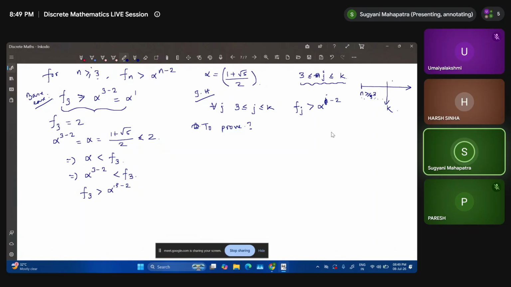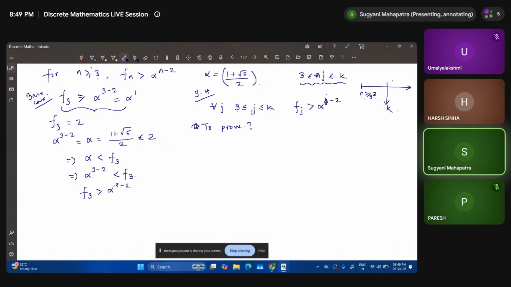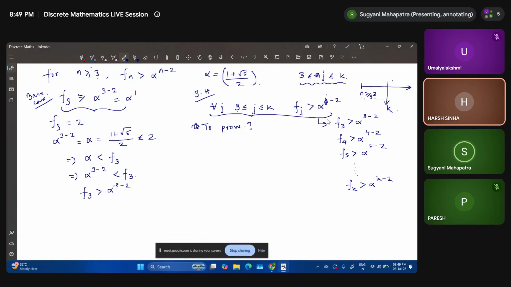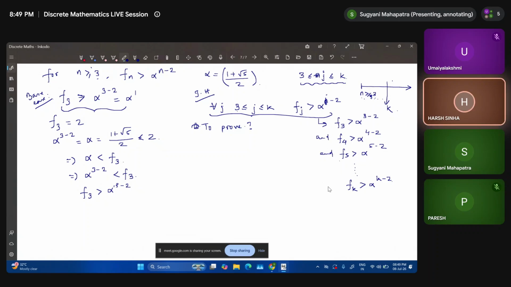What will be the next value of j? Not 4. See, we see that from 3 to k it is holding true. This means that F of 3 is greater than alpha^(3-2), F of 4 is greater than alpha^(4-2), F of 5 is greater than alpha^(5-2), and so on until F of k is greater than alpha^(k-2). This particular statement means this, and all of these are connected by AND. So then what do you have to prove now? What will be the next value?